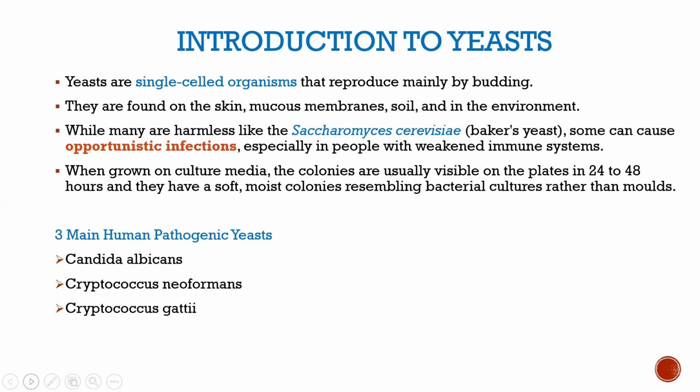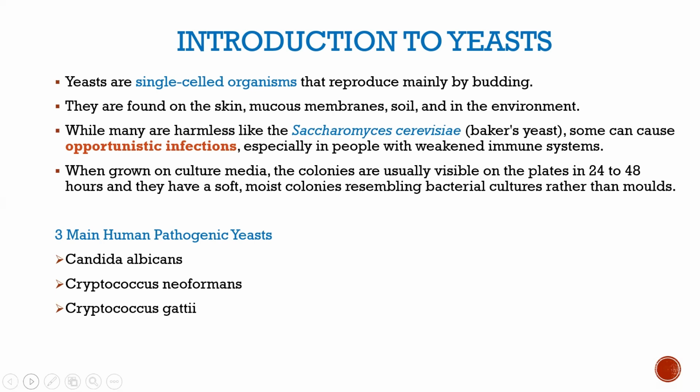In as much as yeast are beneficial for humans, some are still a no-go area that can cause diseases and infections. When these are grown on culture media, for example when doing diagnosis, the colonies are usually visible on the plate in 24 to 48 hours. One of the general characteristics is that they have soft, moist colonies resembling bacterial cultures rather than mold. Okay, these are just the general characteristics of yeast, to give you a general overview of what yeast is all about.